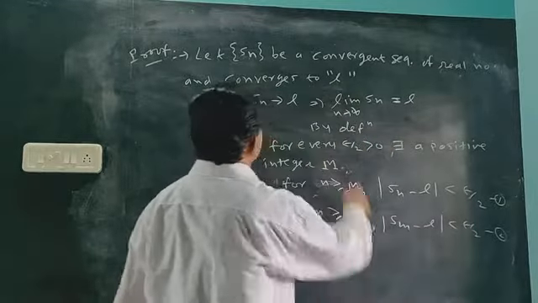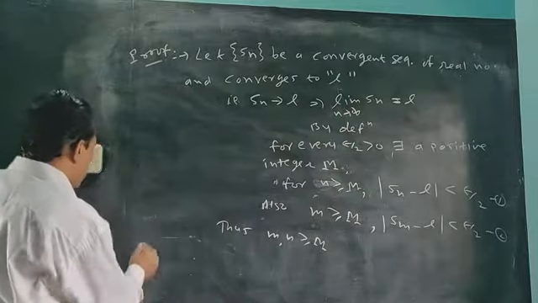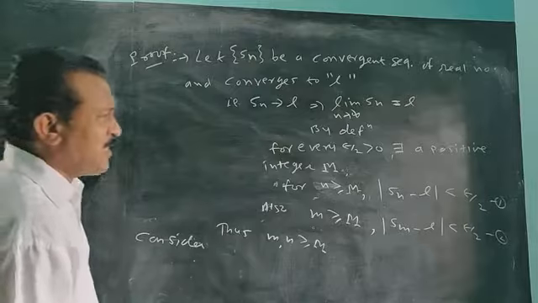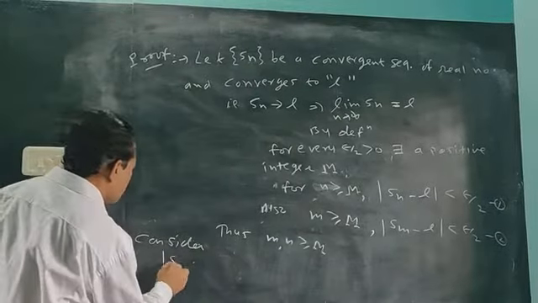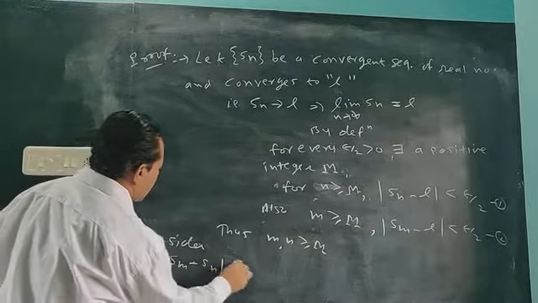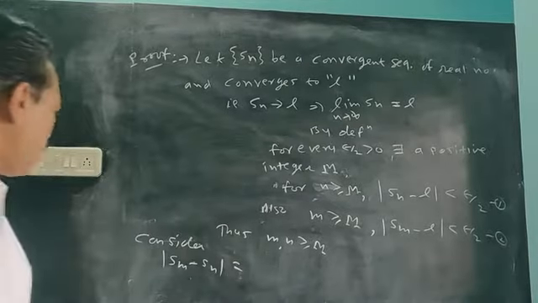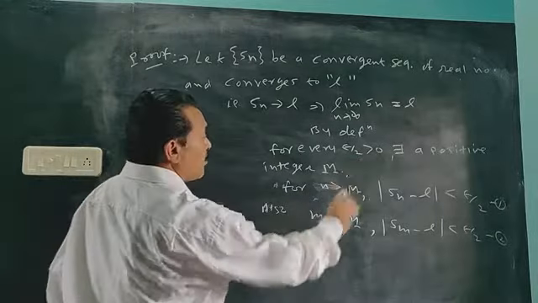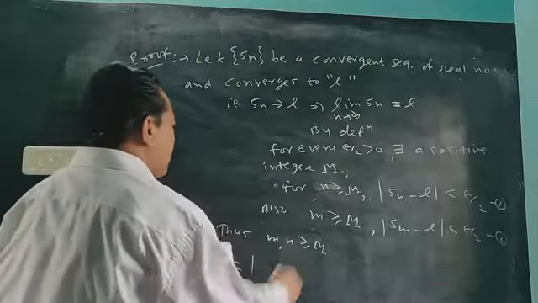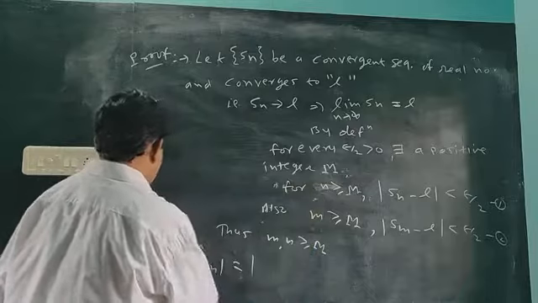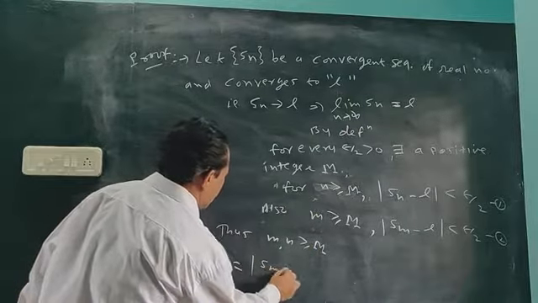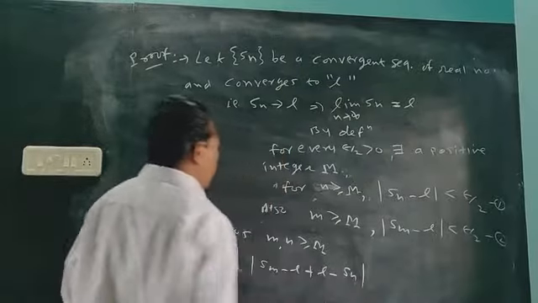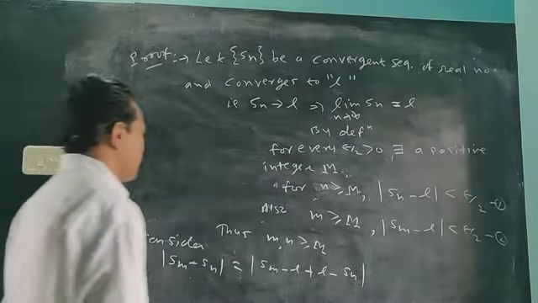Now show this sequence is a Cauchy sequence. What is Cauchy? We define mod of Sm minus Sn less than epsilon. So consider Sm minus Sn and finally show it is less than epsilon. We have to use the two conditions. I want Sm minus L and Sn minus L, so adding and subtracting L.